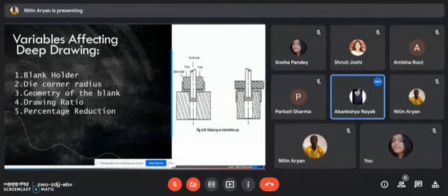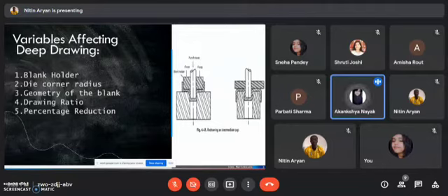Now let's discuss some of the variables affecting deep drawing. Blank holder. The blank is held against the rubber pad by a blank holder through which a punch is acting in a conventional deep drawing. It is a double-acting apparatus. At first, the ram slides, then the blank holder moves.